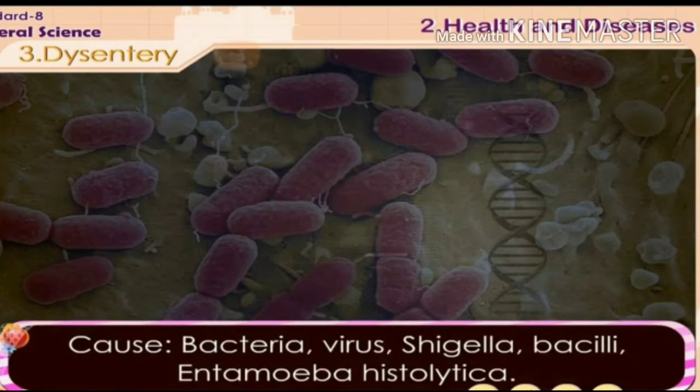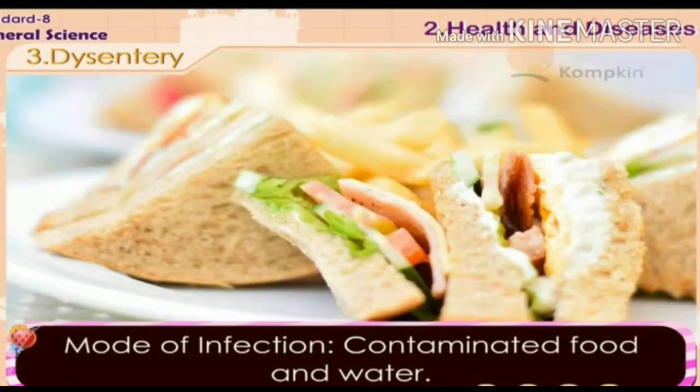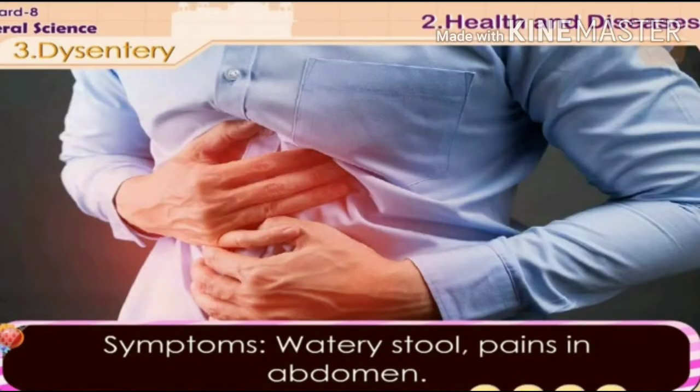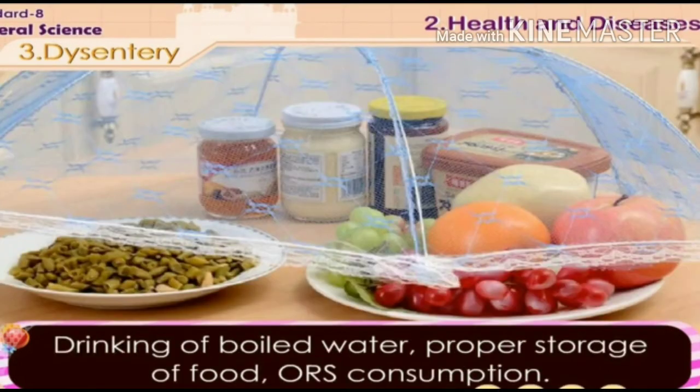Number 3, dysentery, caused by bacteria, virus, Shigella bacilli, Entamoeba histolytica. These are the causes. And the mode of infection of dysentery is contaminated food and water. Symptoms: watery stools, pain in abdomen. Prevention and treatment of dysentery: drinking of boiled water, proper storage of food, ORS consumption.